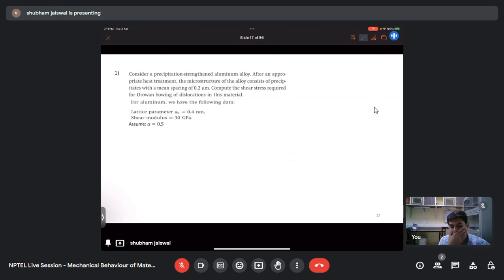So here comes the first problem. Consider a precipitation strengthened aluminum alloy. After appropriate heat treatment, the microstructure of the alloy consists of precipitates with a mean spacing of 0.2 micrometer. Compute the shear stress required for Orowan bowing of dislocation in this material. For aluminum, we have the following data. So they have given the lattice parameters, shear modulus, and alpha. So they are asking us to find out the shear stress that is required for a dislocation to bow around the precipitates. So please try to answer it, guys.